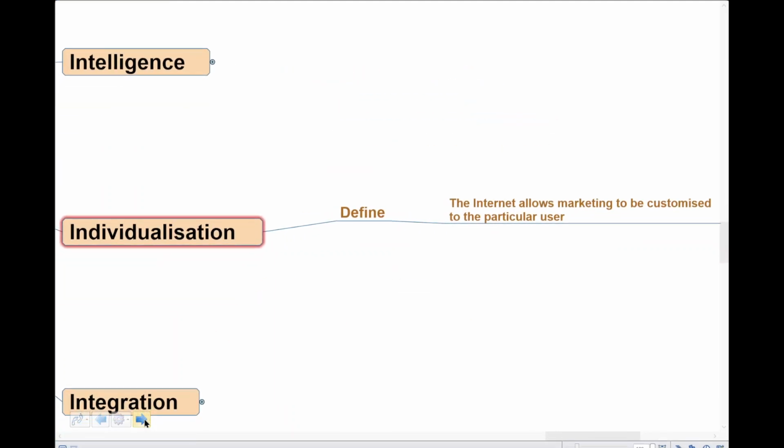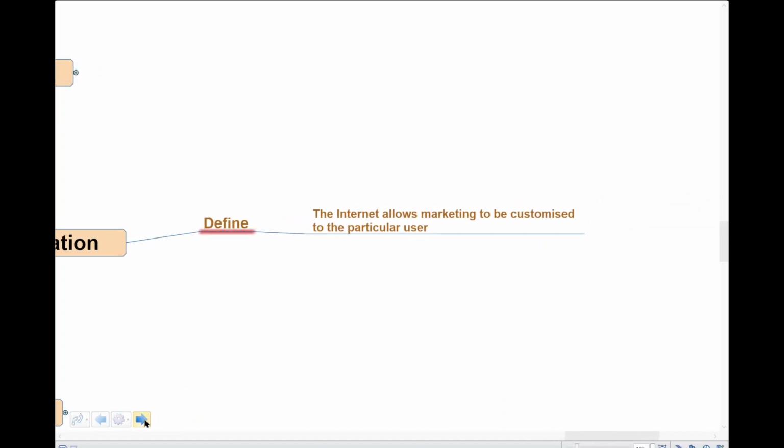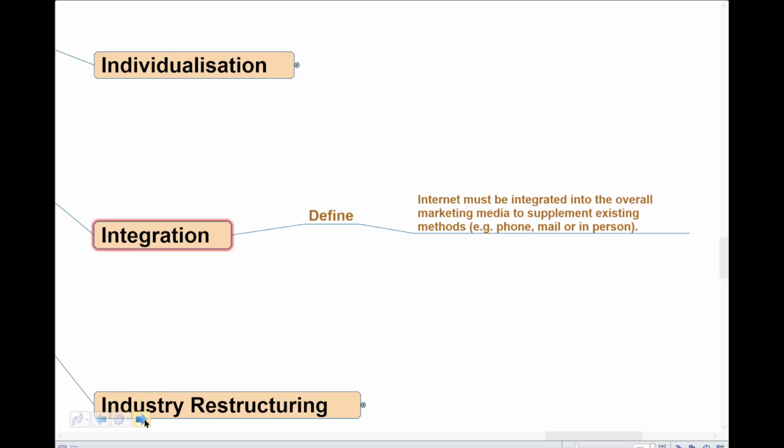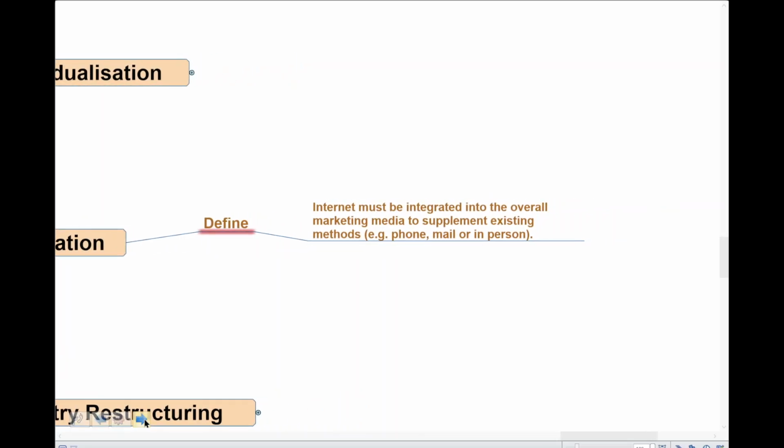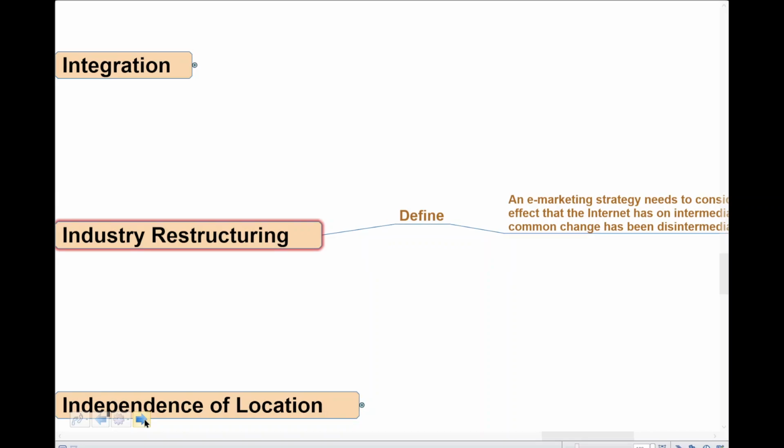Now, given the collection of the information, what the internet also allows for is to customize. In other words, to use information to target particular users in particular ways. Outside of that, this is a key point here. The internet is only one area. Businesses today need to integrate the use of the internet with other media, i.e. mail, phone, etc. Next area is restructuring.